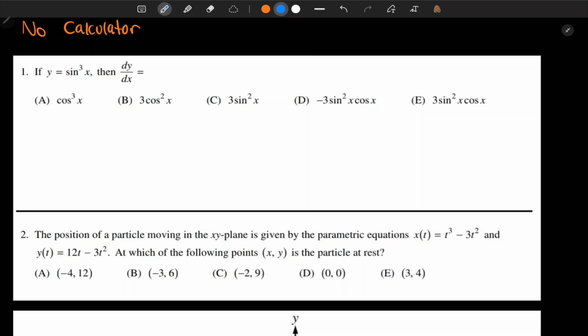Well, to start, let's take the derivative of y. To do this, we see that we have a sine cubed. Y can be written as sine x to the third power. So this is reminiscent of the chain rule. So dy dx is 3 times sine squared x. So we bring down the 3, we make it a 2, and then we multiply by the derivative of the inside of the parentheses here. So the derivative of sine is cosine, so we multiply by cosine x. So dy dx is 3 sine squared x cosine x. So the answer is E.